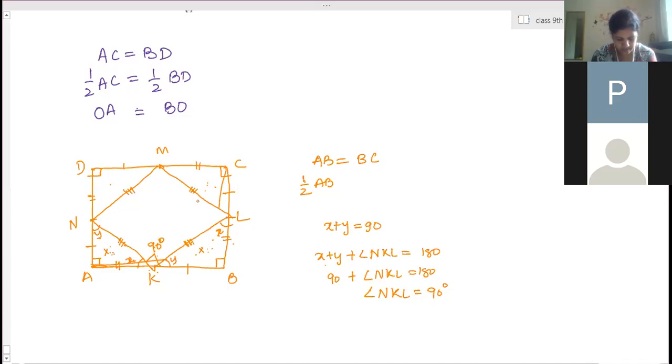Ma'am, but even then we can prove because we have the vertically opposite angles. One only vertically opposite. What about the side? Any angle? We don't know anything. Ma'am, we have one more side, AC. It's not the midpoint also. They have not given. Okay, got it.